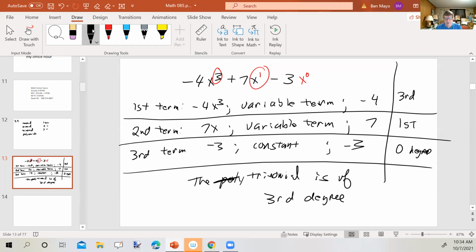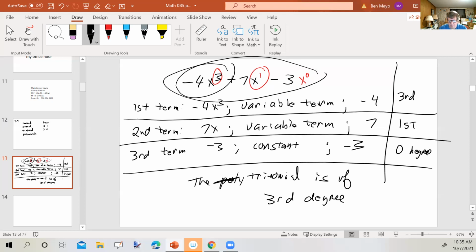The degree of the entire polynomial is equal to the degree of the highest powered term. So let's specifically say the trinomial is of third degree. Now, a misunderstanding that students often have, they think that the degree of the entire polynomial is equal to adding up all the exponents and all the variables and all the terms. Not the case. You just look at the highest powered term. This is a third degree term. This whole thing is a third degree polynomial. So be careful with that. Any questions about that? All right.